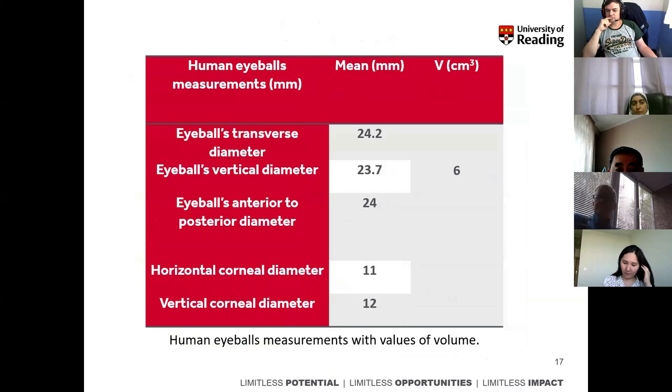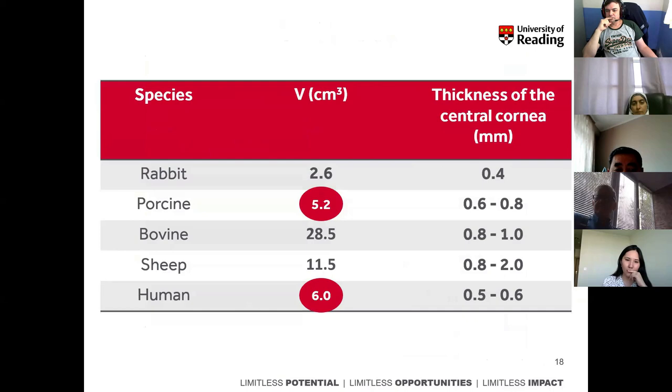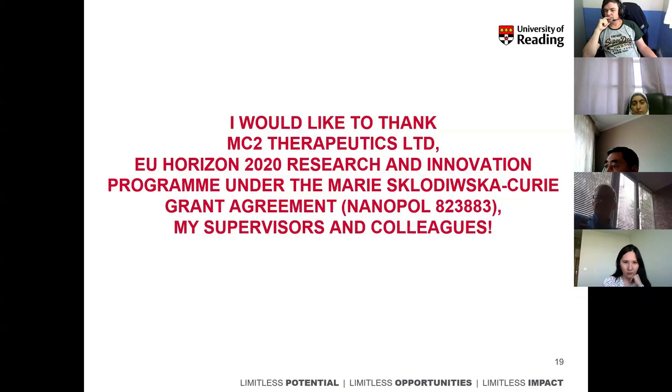And moving forward, in the end, we can compare measurement values of different species, and the porcine eyeball size and volume, as well as the thickness of the cornea and histological structure, are the closest to the human eyeball. Hence, the porcine eyes are one of the most suitable options as the ex vivo ophthalmic model for ocular drug delivery. Thank you very much.